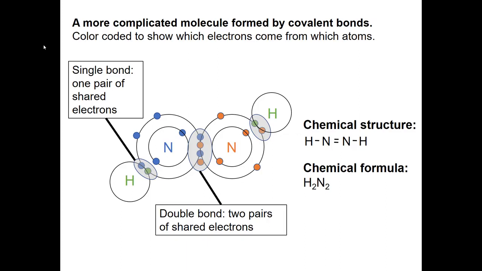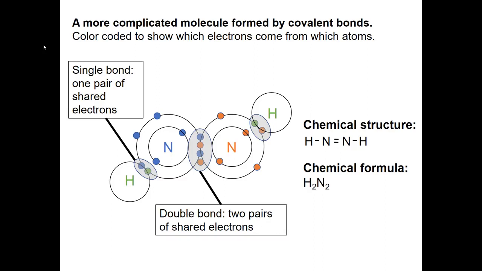So this bond between the nitrogen and the hydrogen is a single bond, so we represent it on our chemical structure as just that single line. And then when we have not just 2 electrons shared but 4 electrons shared between them, that's a double bond, so we represent it with 2 lines here. And we can simplify this again into a chemical formula. So we could call it H2N2, representing the 2 hydrogen atoms and the 2 nitrogen atoms that went into this molecule.